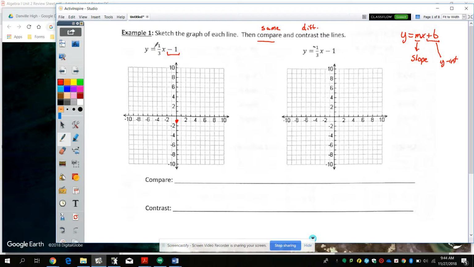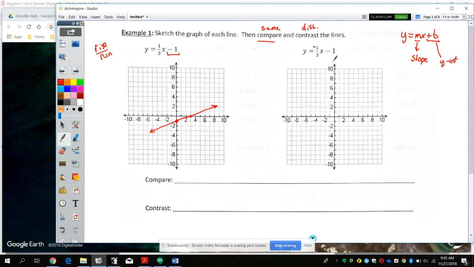Now my slope is 1/3. Okay, now you may remember with slope, it's rise over run. So that means that the rise of this line is 1. So from this point, not from 0, but from this point where it crosses, I'm going to go up 1. And then the run is 3. I'm going to go to the right 3. I'm going to put another dot just so I remember where it's at. And then I'm going to graph my line. So I know this line is going like this.